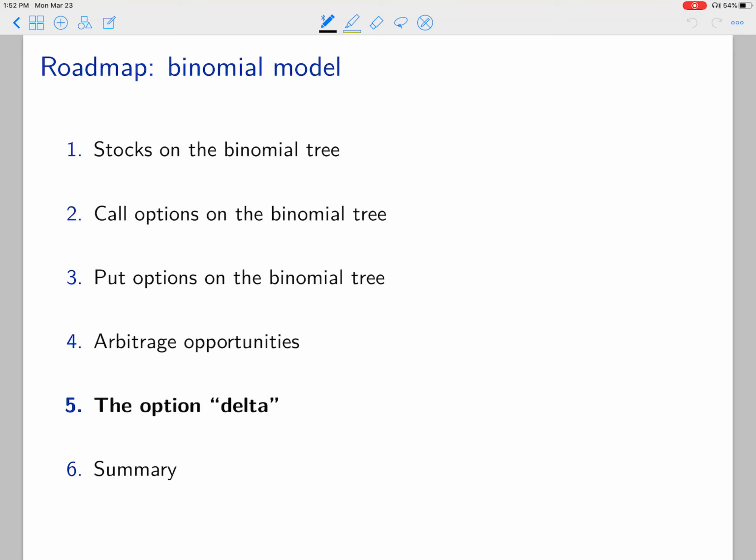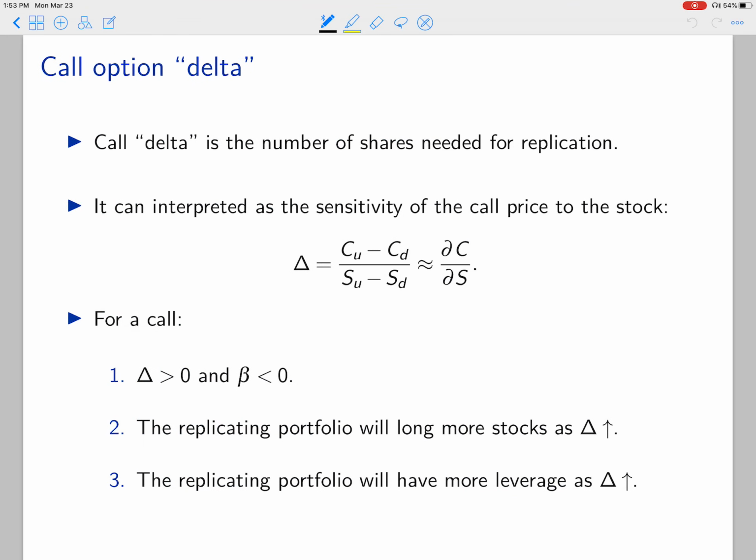Okay, so that wraps up the discussion on these arbitrage situations. We're going to end lecture 4, which is quite a long lecture, believe me, by talking about the option delta. Delta was that thing that we've discussed many times here. In general, the option delta is the number of shares in the replicating portfolio that is needed to replicate the option payoff. It can be interpreted as a sensitivity of the option price to the stock price.